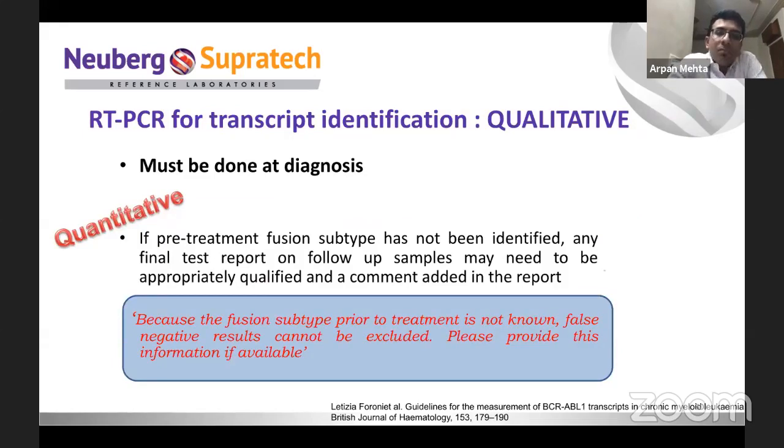So RT-PCR must be done at diagnosis. Like I told you before, qualitative detection of the type of transcript is very important at diagnosis. Then only we can monitor that transcript. If quantitative testing is done and we don't know what the initial transcript type is, then we need to add a comment saying that because the fusion transcript prior to treatment is not known, false negative results cannot be excluded.